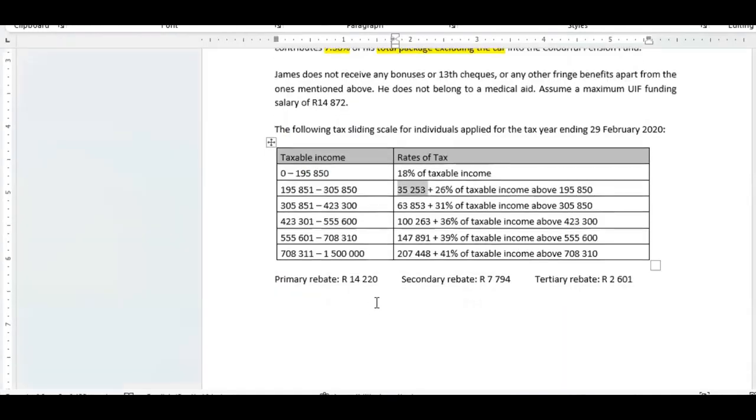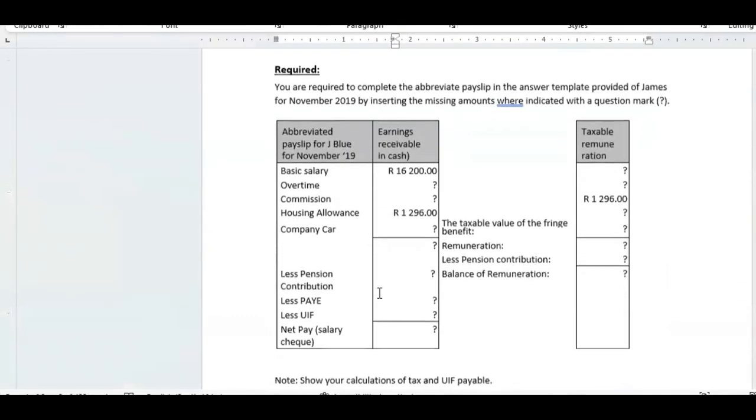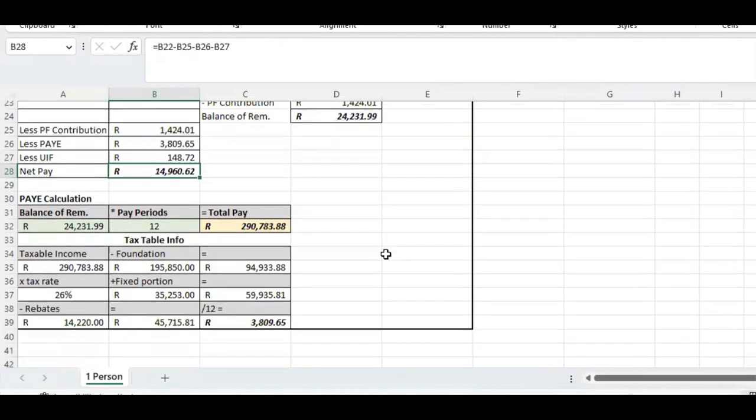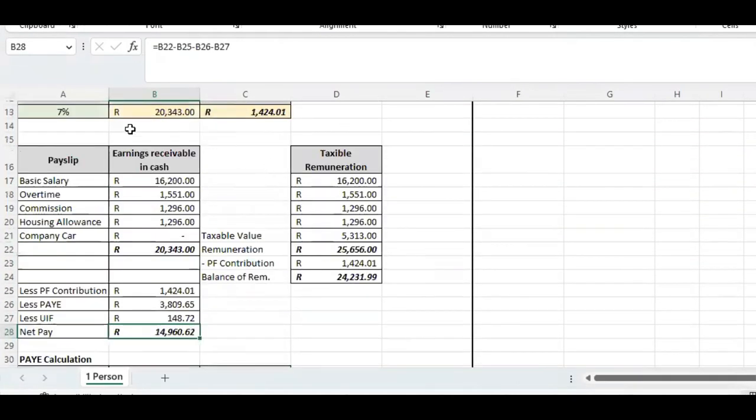Just quickly go and have a look. Did we answer everything? Let's make sure. It says, show your calculations of tax and UIF payable. Yeah, well, we showed our calculations of tax and UIF, so it is fine. And so now we know that when we look at this table that we were supposed to complete, that it is 100% correct. Thank you, guys.